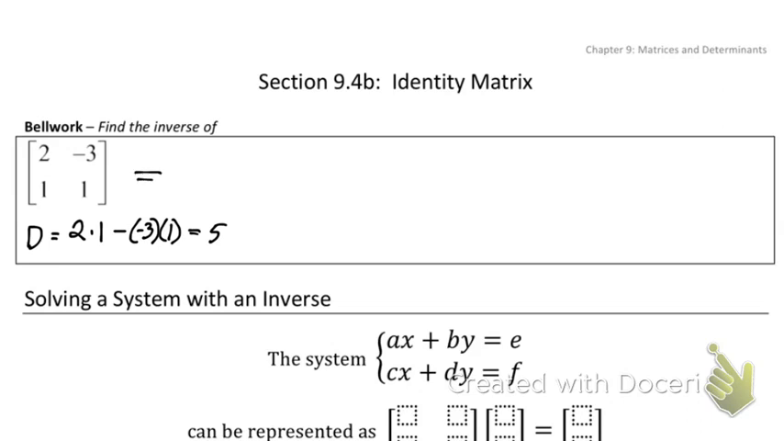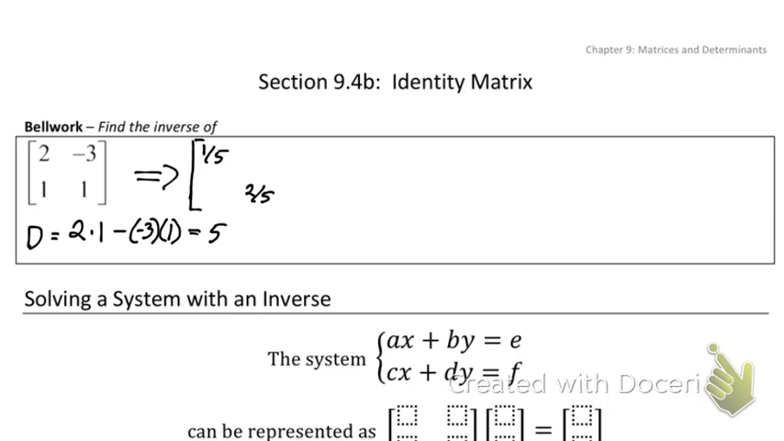All right, to actually do the inverse, we are going to flip that 2 and that 1. So that 2 and 1 are going to change places. And we're going to divide it by that D value. So that top left is going to become 1 divided by 5. That 1 switches place with the 2, so we got a 1 up there. And that makes my bottom right 2 divided by 5.